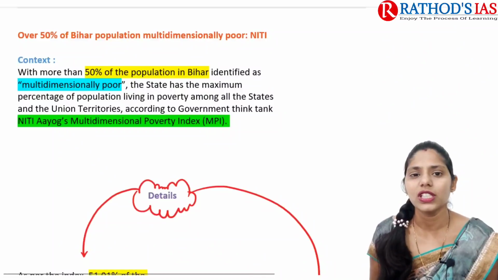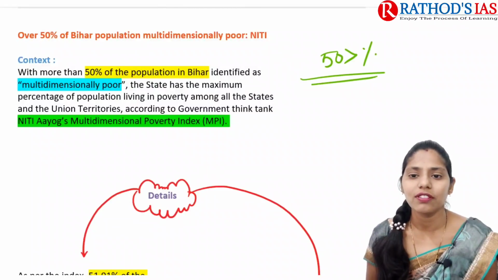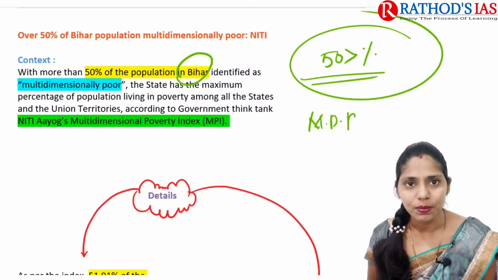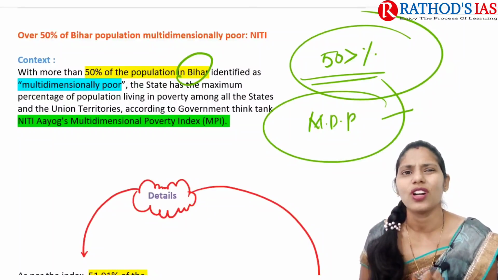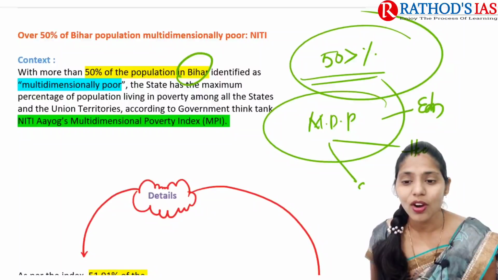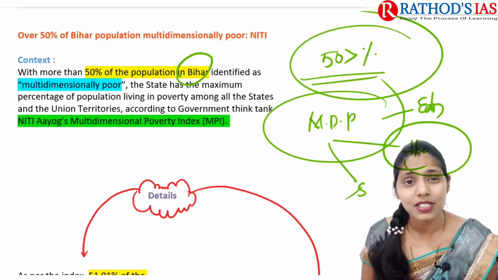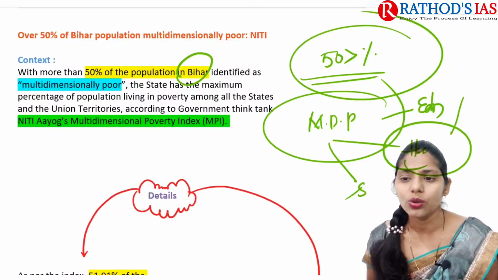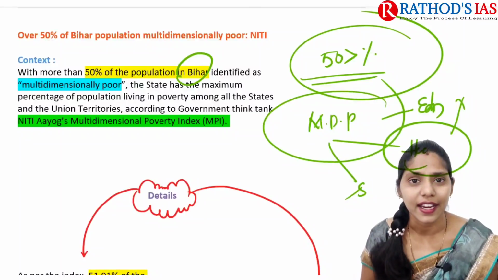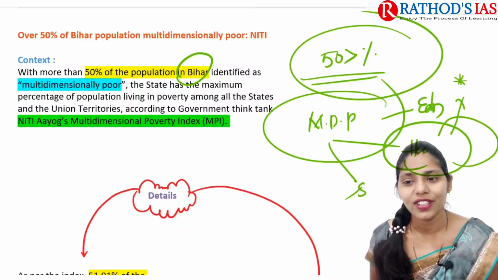Now let us see the context. It mainly says that more than 50% of the population, especially in Bihar, is identified as multidimensionally poor. What is multidimensional here? For example, education, health, and standard of living. On health, I think 10 months or a year ago in Gorakhpur, because of a lack of oxygen cylinders, a number of children died, right? This is one important thing we can connect with health here.